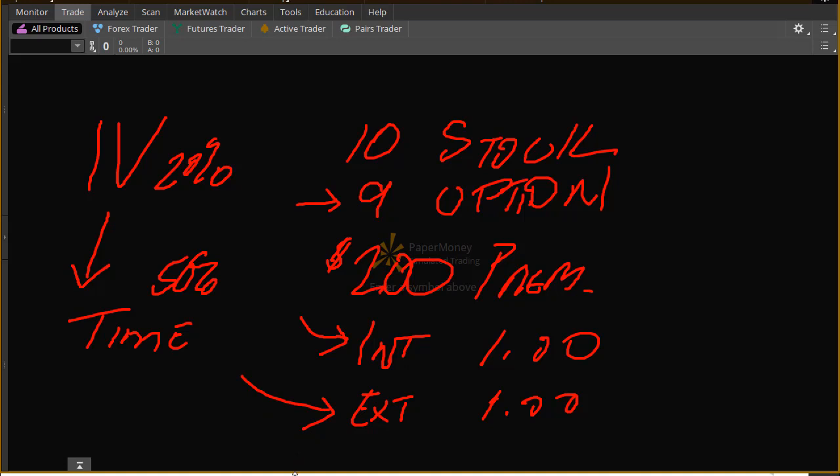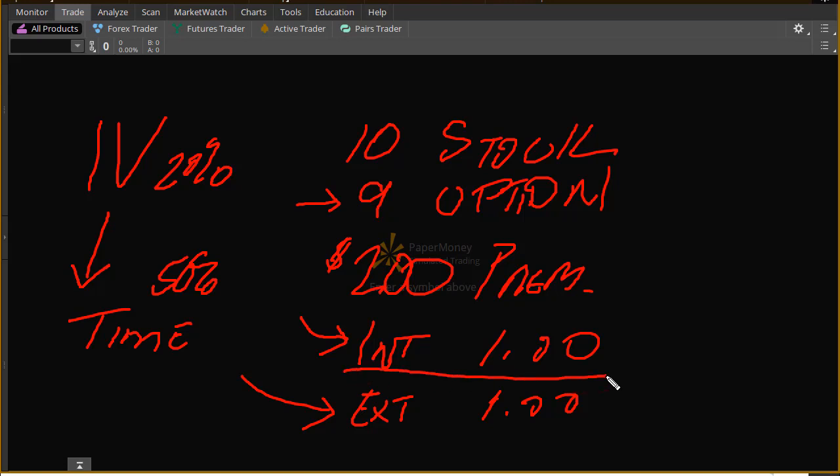So let's think about this as a swing trader. If there's no effect of implied volatility on the intrinsic value of your option, and the extrinsic value is rising precipitously, it's really going up, is there more risk or less risk in this trade? Yeah, a lot more. All right? And why is it a lot more?